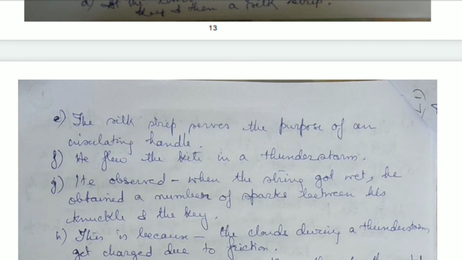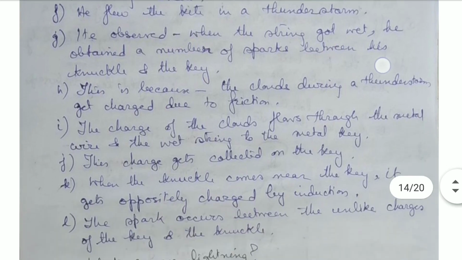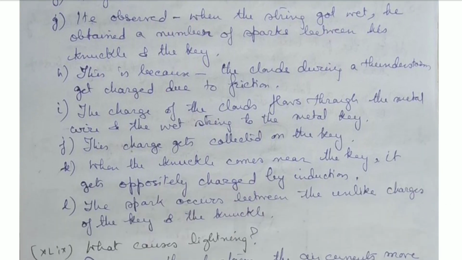He flew the kite in a thunderstorm. He observed that when the string got wet, he obtained a number of sparks between the knuckle and the key. This is because the clouds during a thunderstorm get charged due to friction. The charge of the clouds flows through the metal wire and the wet string to the metal key. This charge gets collected on the key, and when the knuckle comes near the key, it gets oppositely charged by induction. The spark occurs between the unlike charges of the key and the knuckle.